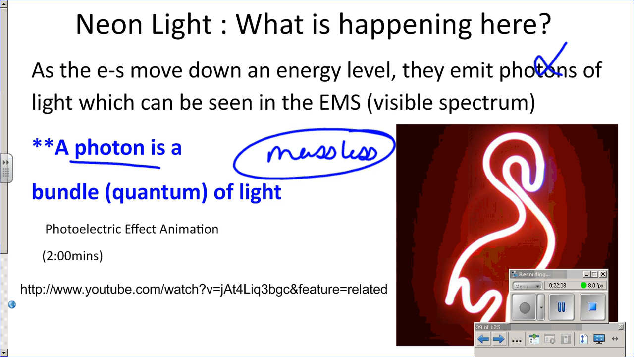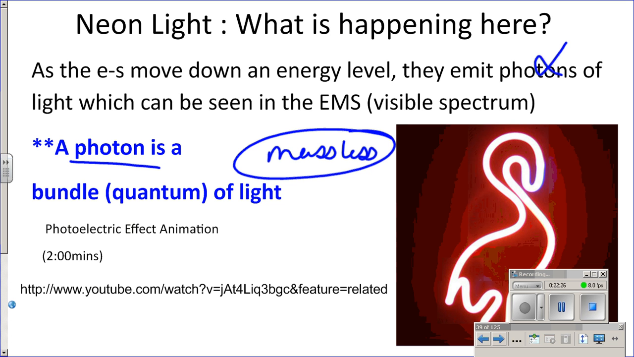Because does energy have mass? Is energy matter? Yay or nay? No. Nay. We previously said in Unit 1, no, energy is not matter. It doesn't have mass. It doesn't have volume. It doesn't act like that. You can't put it on a scale and weigh energy. Like you can't weigh X-rays.